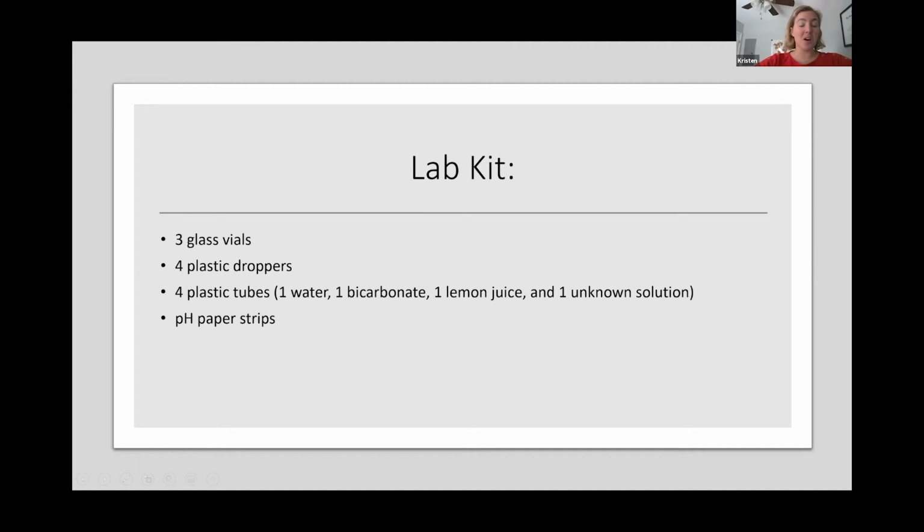Okay, and so this is all of the equipment that is involved in each lab kit. So we have 3 glass vials, 4 plastic droppers, 4 plastic tubes. And so these are just 15 mil tubes that will have water, bicarbonate solution, lemon juice, and an unknown solution. So we provide them with 3 times the amount of reagents they would need. And this allows them to repeat the experiment if they need to, or if some spills, they'll have plenty.